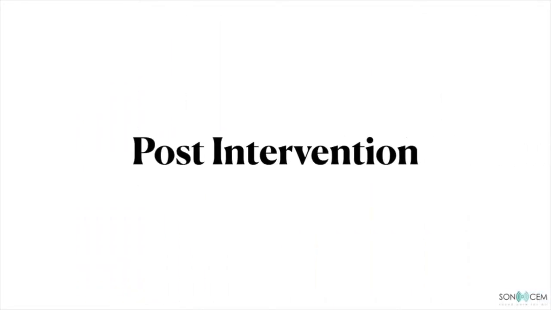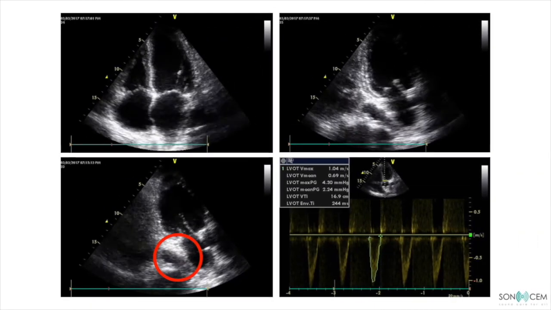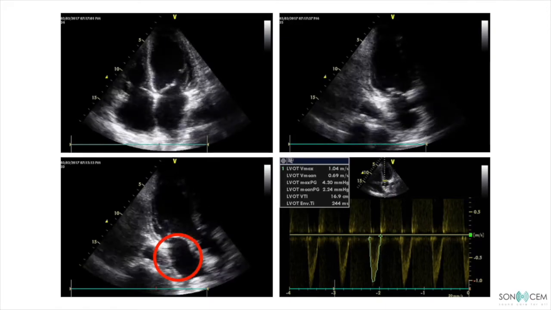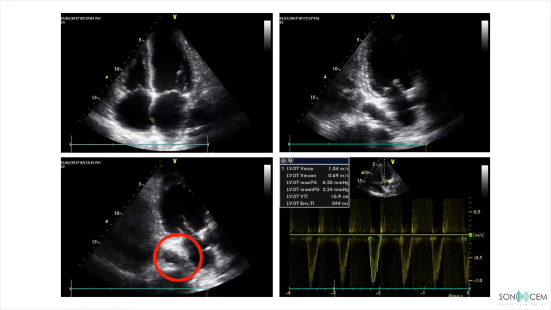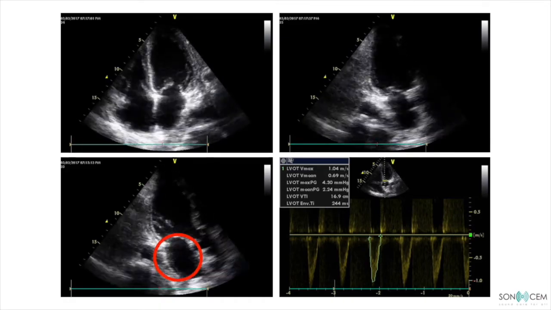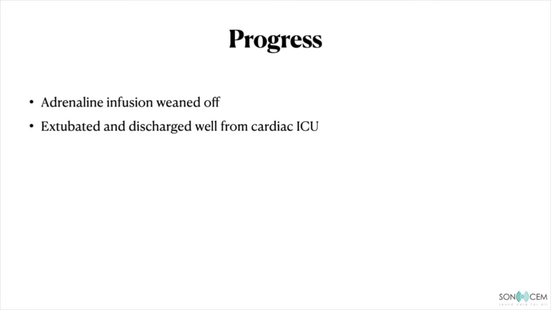He underwent some intervention, and post-intervention assessment shows the effusion was completely drained and there was no longer compression on the left atrium, and also the stroke volume improved to 16.9. This patient progressed well, the adrenaline was weaned off, and he was extubated and discharged well from the cardiac ICU.